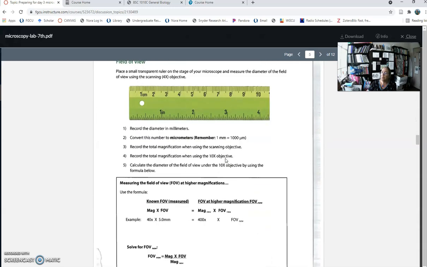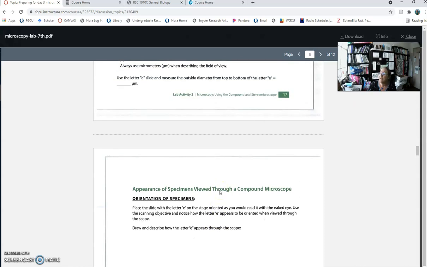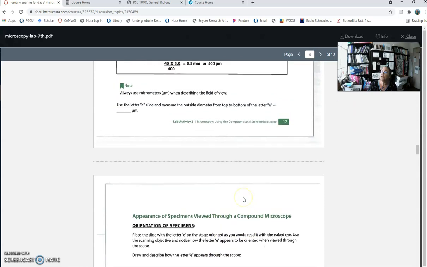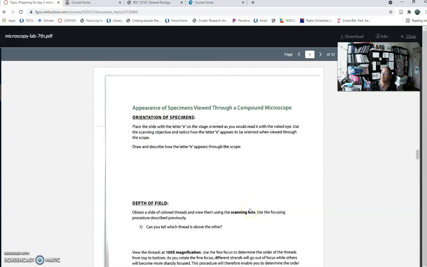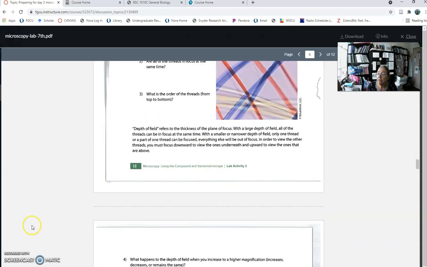So I hope you get the point of what I'm asking you to do there. It's to read through it and figure out how to do it. I'm not asking you to know what the answers are, but what the procedures are. So which specimen do you look at first? The letter E. Which specimen do you look at second to determine depth of field? The threads. Okay, that's all I'm looking for. Nothing big.